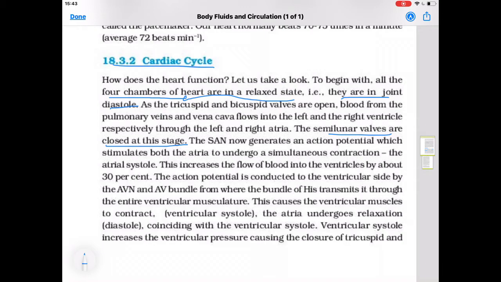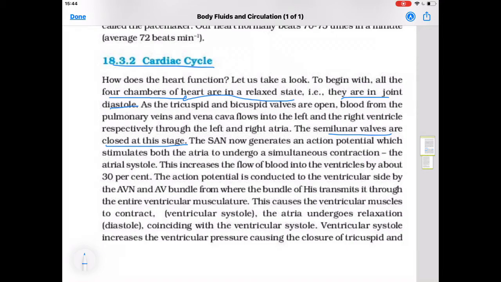Next comes ventricular systole. Now ventricles are full with blood. Now the ventricles contract, that is systole, ventricular systole. Now when the ventricle is in systole, semilunar valves open. The valves which are present in the pulmonary artery and aorta, they open. But now the bicuspid and tricuspid valve closes.